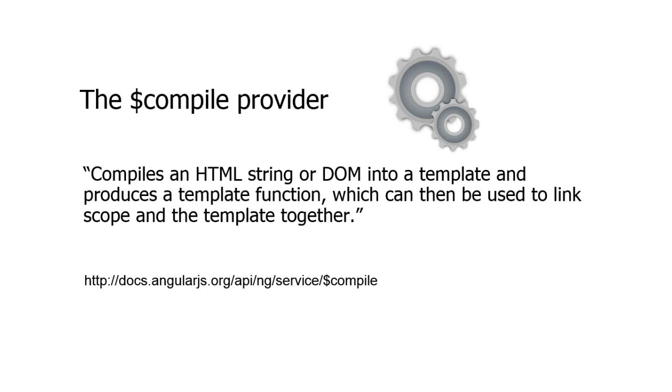Now, what we do with that function in those types of libraries is we take some data and we merge it in. Well, as we finish the sentence, it says, which can then be used, in other words, the template function can then be used to link scope and the template together. So if you've done Handlebars, you've created a function and then merged the data, or Mustache or the others out there. Now, with the DOM, and when it comes to directives in the DOM, it's a very, very similar concept.